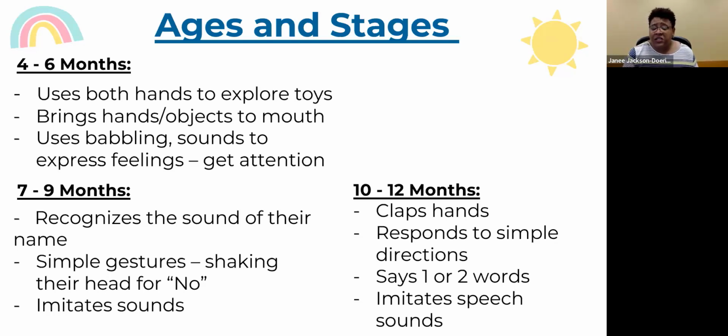And for ages 10 to 12-month-olds, they are showing that they can clap their hands. They can respond to simple directions. So if a child is listening to mom and mom says, come here, they are able to respond to that direction. 10 to 12-month-olds are starting to say 1 or 2 words, and they are imitating speech sounds. So again, that language development is starting to come into play, and we want to be a language builder for children.